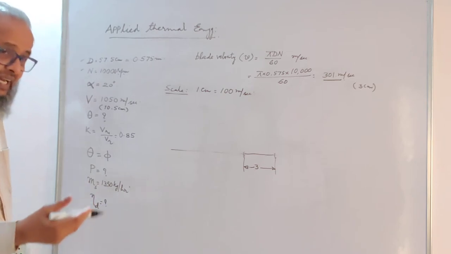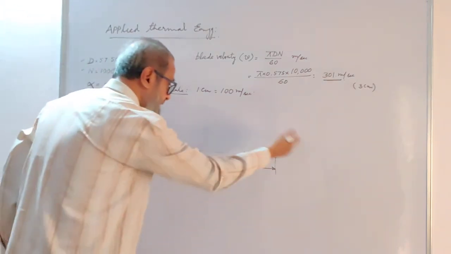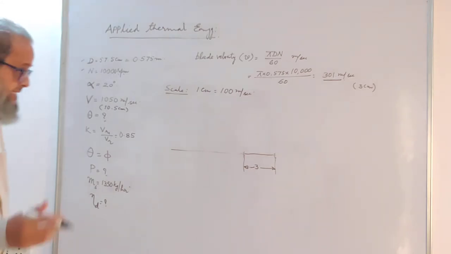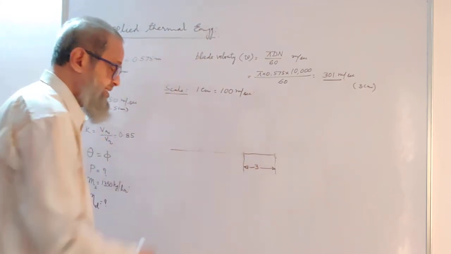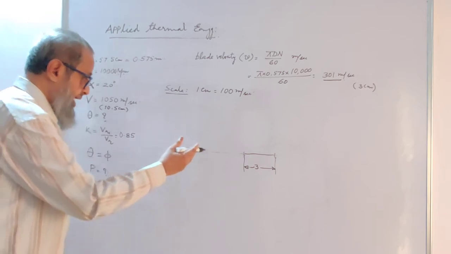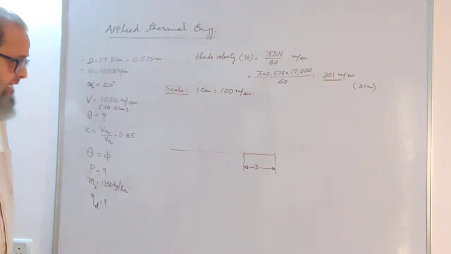Any side. Inlet. If you take inlet this side, outlet will be that side. If you take inlet that side, outlet will be this side. That's all the difference. It makes no difference. Now, in my previous videos, I think I have taken inlet that side, outlet this side. So now, for a change, I will take inlet this side, outlet that side. It doesn't make any difference for values.